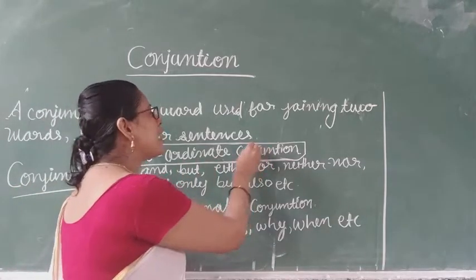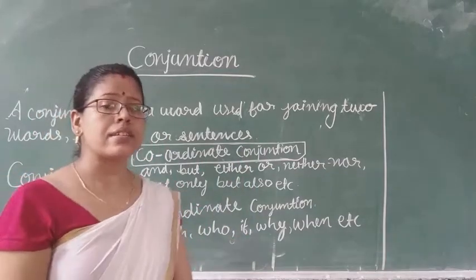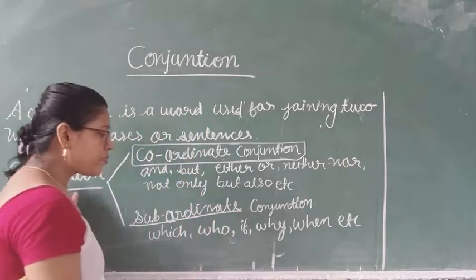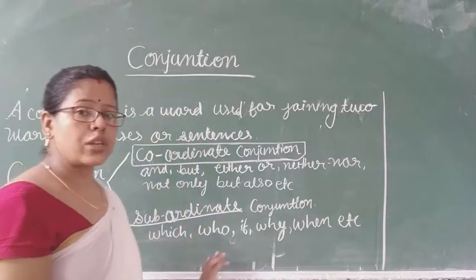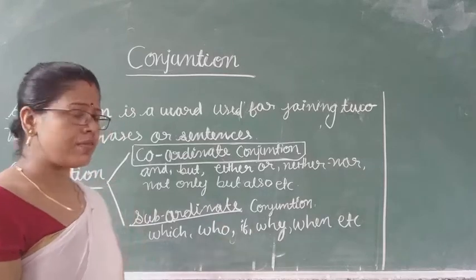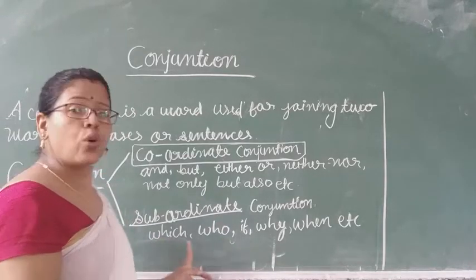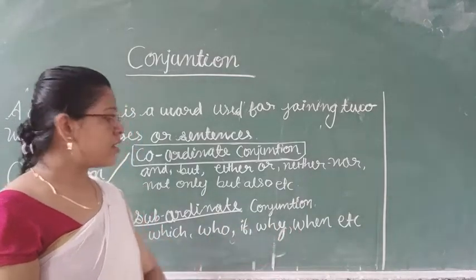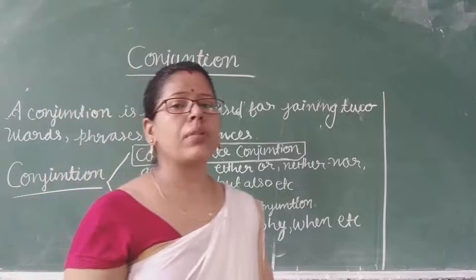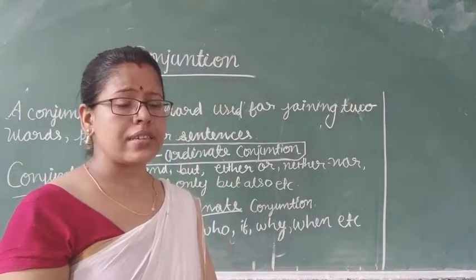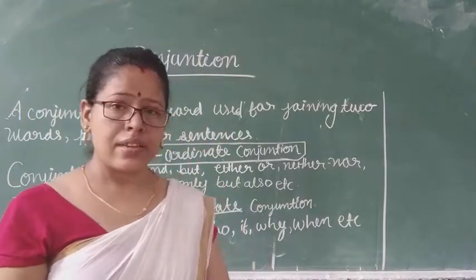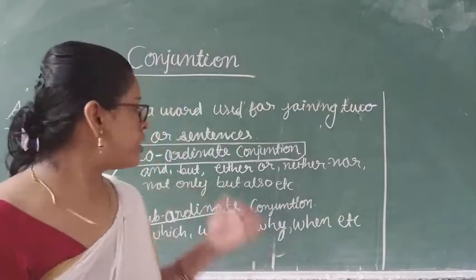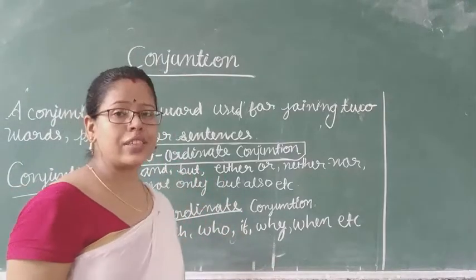Now, what is the second type of conjunction? That is subordinate conjunction. In subordinate conjunction, we have so many conjunctions. For example, which, who, if, why, when, etc. One by one, we shall discuss it in details in next videos. Now let's move ahead to watch the few examples of coordinate conjunction.